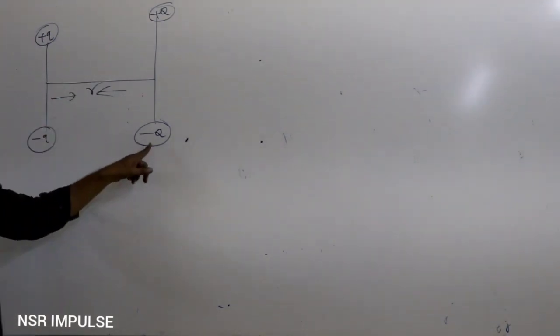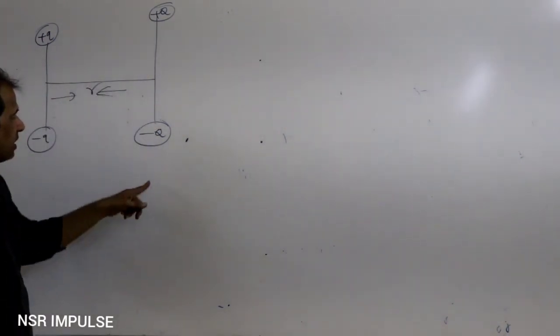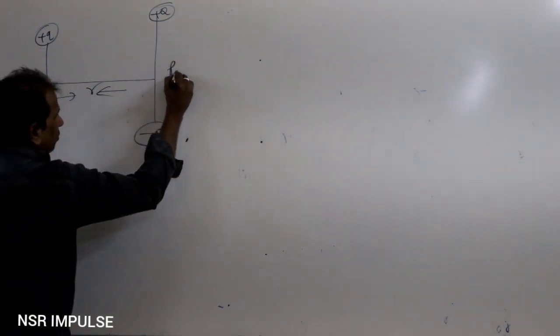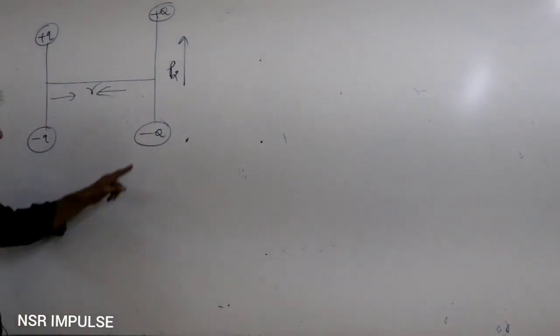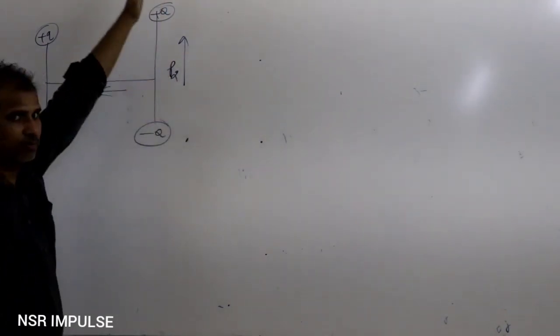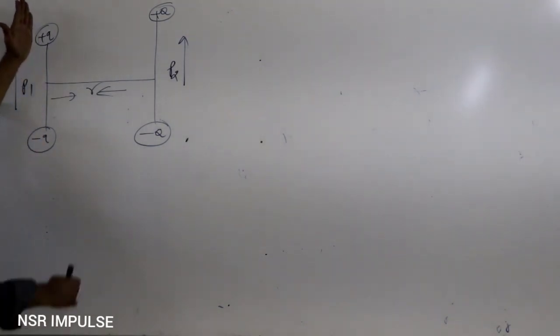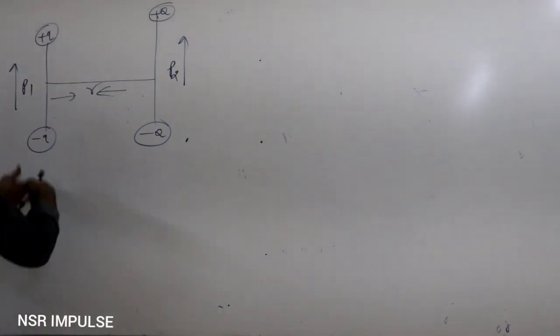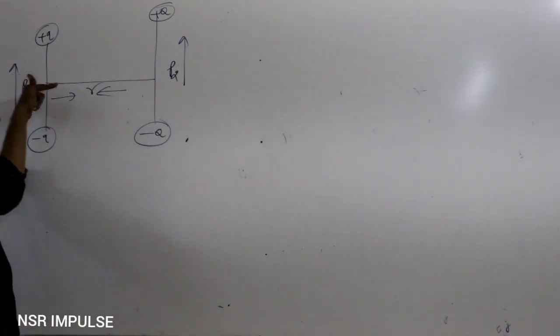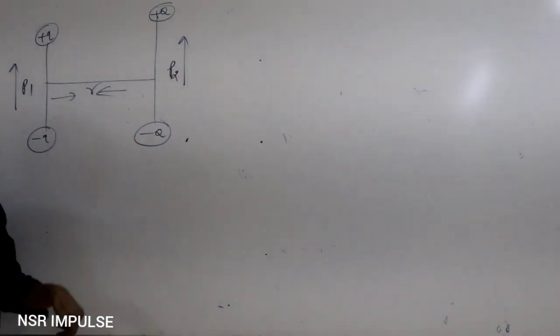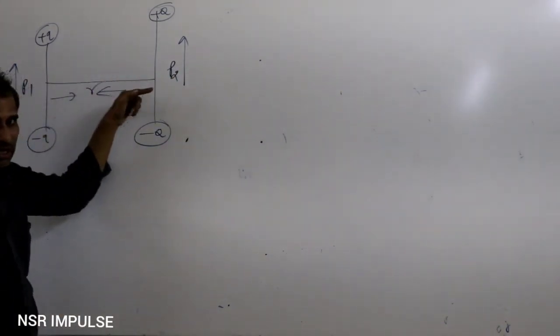See, this arrangement shows what? This is the second dipole, and this is the first dipole. Its dipole moment is in the upward direction, from negative charge to positive charge, P2 bar. Its dipole moment is like this, P1 bar. For the first dipole, this line is called the axial line. This line is called the equatorial line.